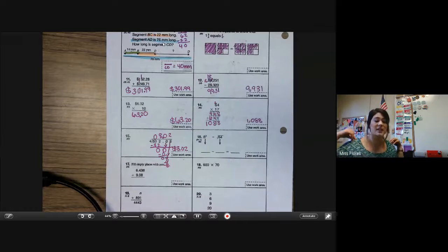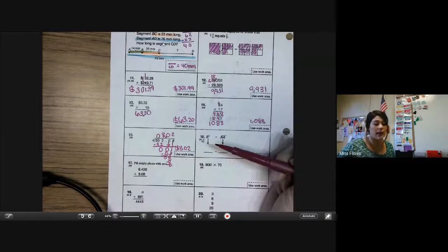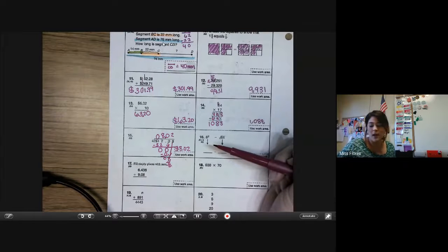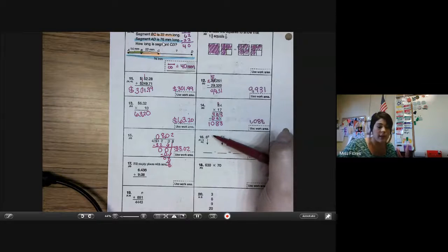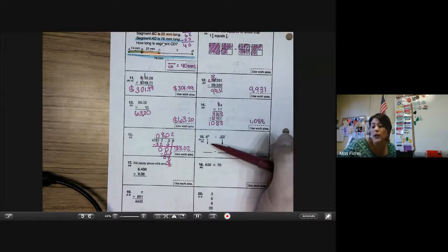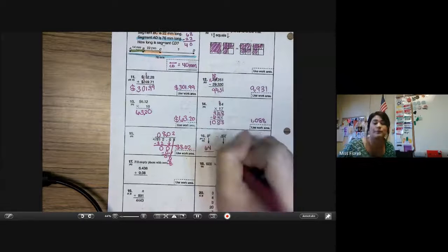All right, number 16, 8 to the second power. That simply means 8 times 8, okay? Because it's saying that we are going to multiply 8 by itself, because there's 2 8s. We're not talking about 8 times 2. This is saying that we're going to multiply 8 by itself. So 8 times 8 is 64.